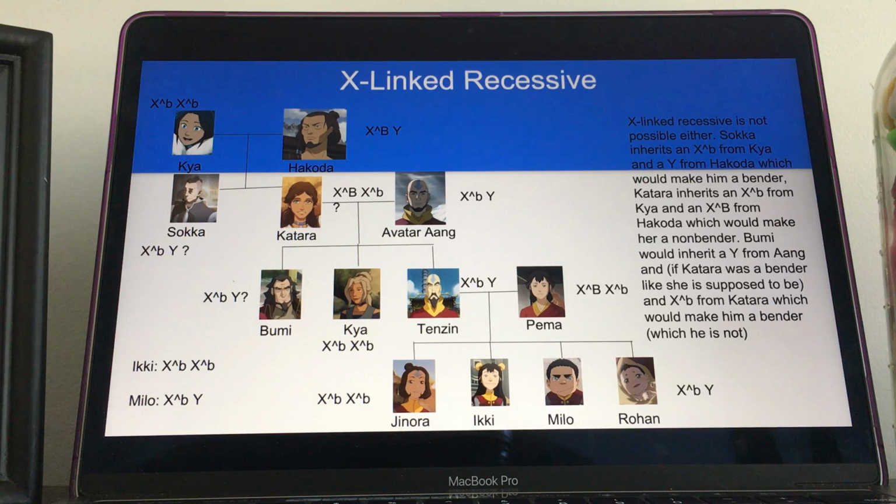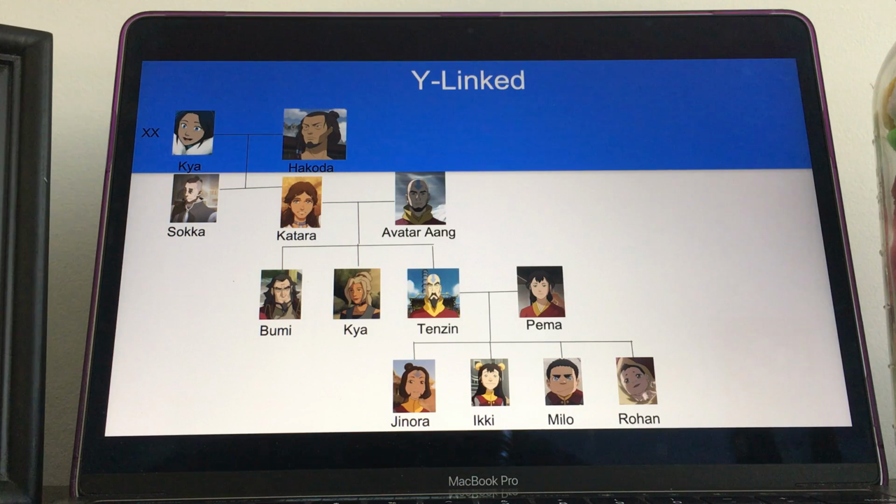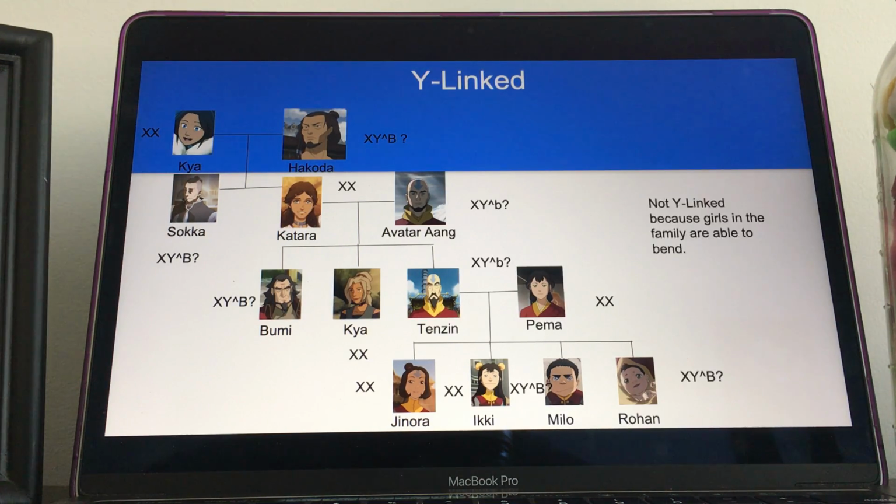And Katara and some other genotypes would be wrong as well, but Sokka is the main culprit here. So could it be Y-linked? Well, right off the bat, no, simply because there are female benders in this family, and so it cannot be linked to the Y chromosome because none of them have Y chromosomes.